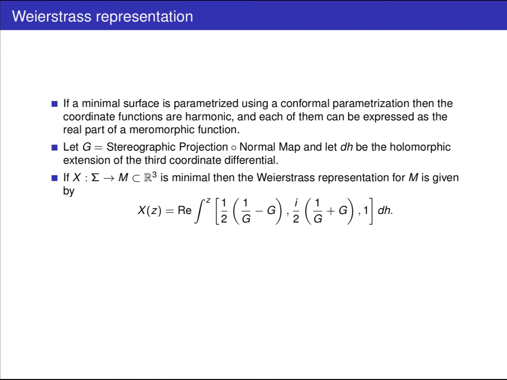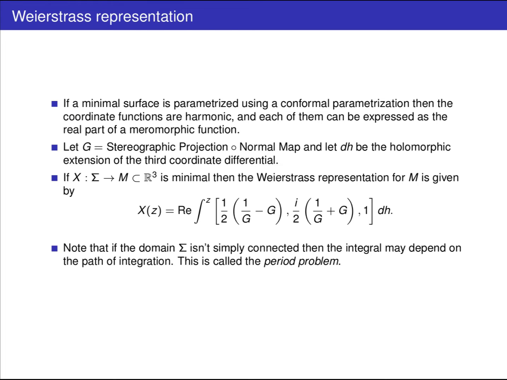then if we let X be the map from the domain sigma to our minimal surface M in R3, and it's minimal, then the Weierstrass representation for M is given by X of z equal to the real part of the integral of: first component, 1/2 times (1 over g minus g) times dh; second component, i over 2 times (1 over g plus g) times dh; and the height, the third component, dh. Note that if the domain sigma isn't simply connected, then the integral may depend on the path of integration. This is called the period problem.